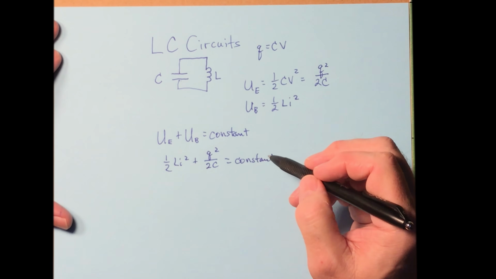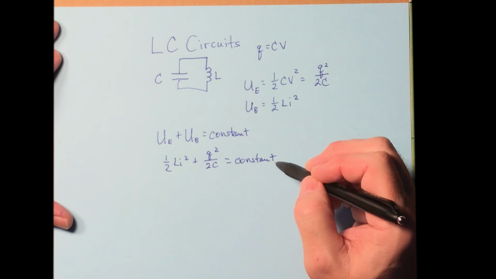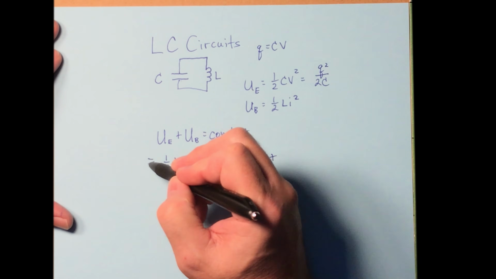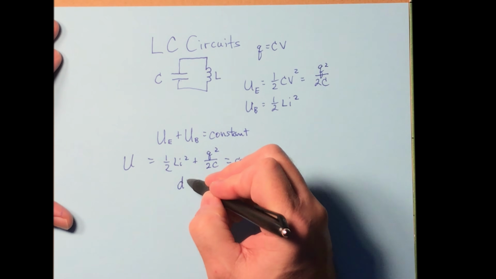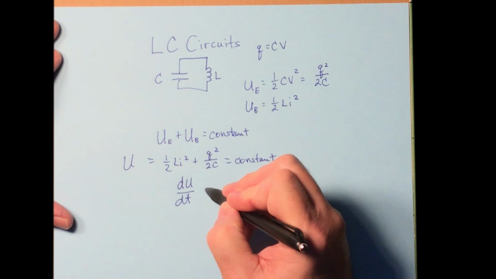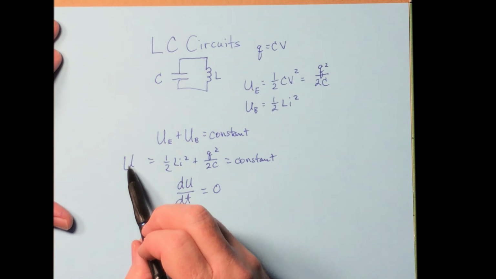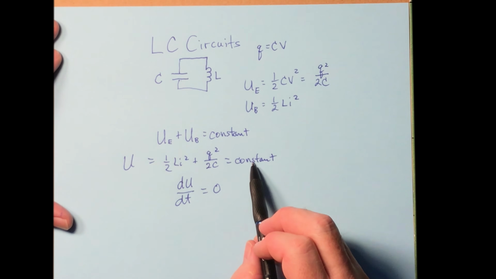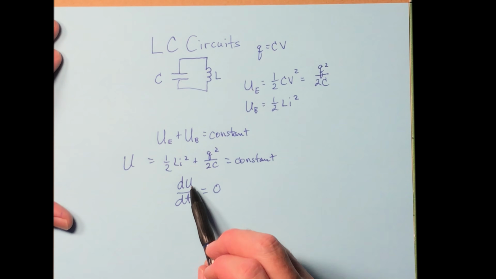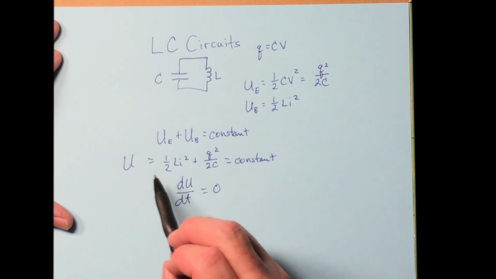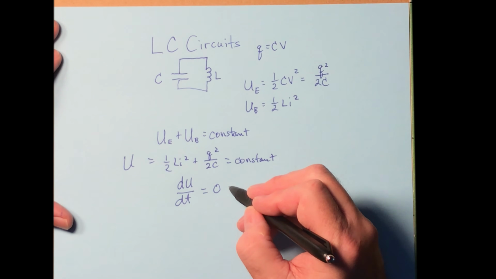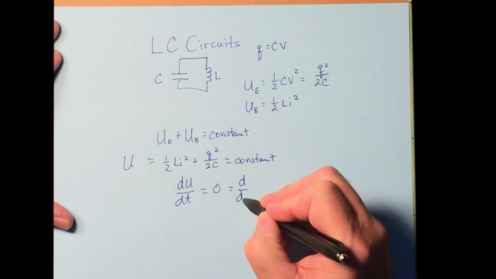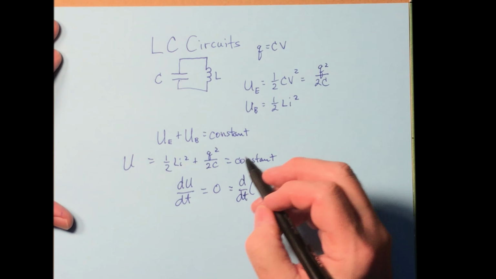Now, another way to say that it's equal to a constant value, if this is the total energy U, is that dU/dt is equal to 0. Because if U, the total energy, is equal to a constant, then of course the first derivative of it is going to be 0. So that's just another way of saying what we just said. The total energy is constant. Okay, well, let's take a derivative, d/dt, of all of this stuff right here.